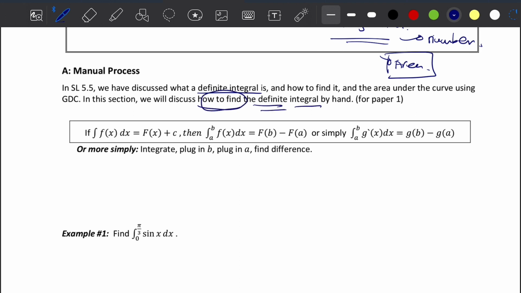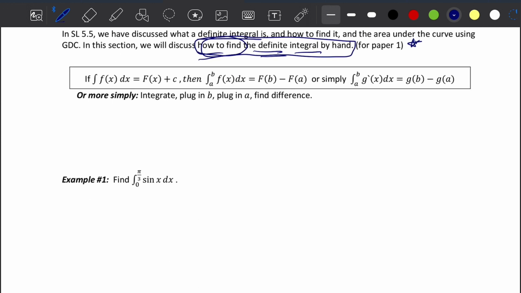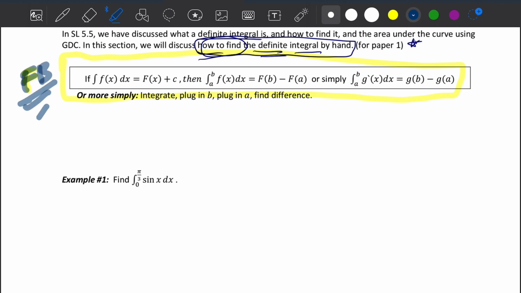This is solely for paper 1. Your Math AA paper 1 exam is no GDC, right? You cannot use GDC, so you need to know how to do this manually, by hand. To perform the definite integration, we have to use this formula here. Your formula booklet has this in the simplest way, so I suggest that you remember this formula.